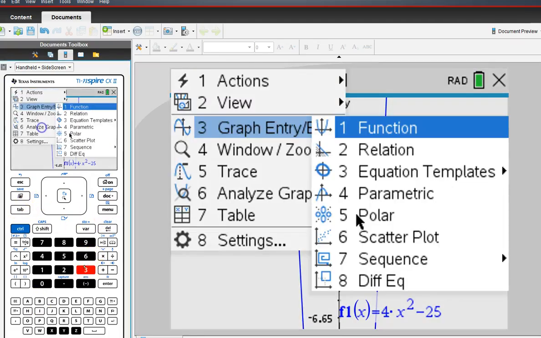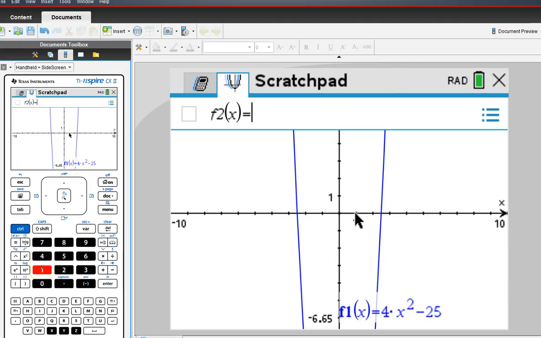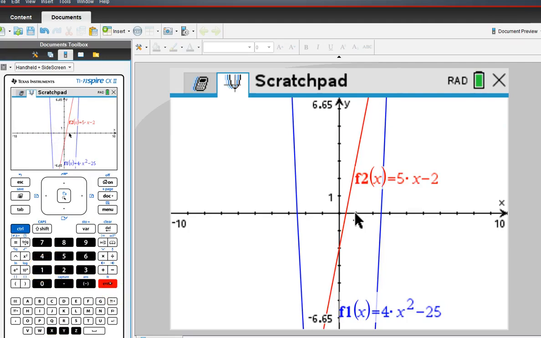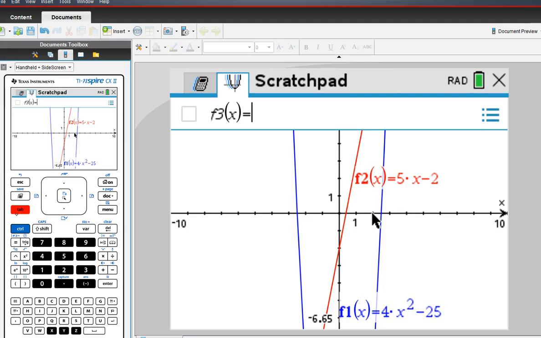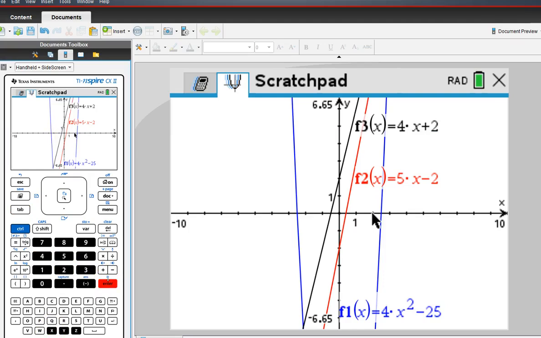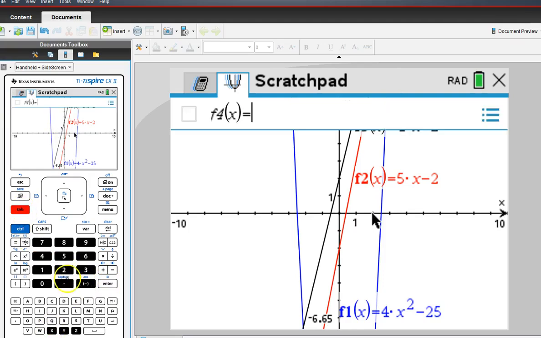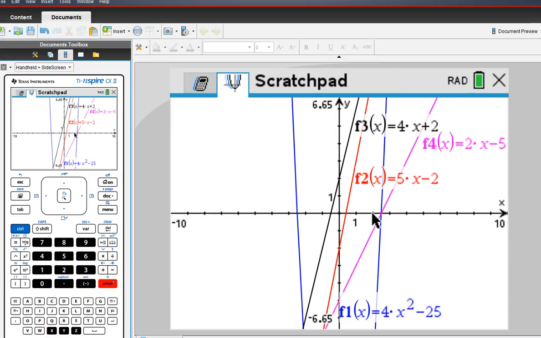B. Menu 3, 1. I'm going to graph a function. So I'm going to graph 5x minus 2. Hit enter. And notice the red line. I want it to cross here or here, don't I? So I'm going to keep graphing my equations. 4x plus 2 does not cross. The next one is 2x minus 5. Notice that it goes right through there, doesn't it? That's one of the answers, okay?